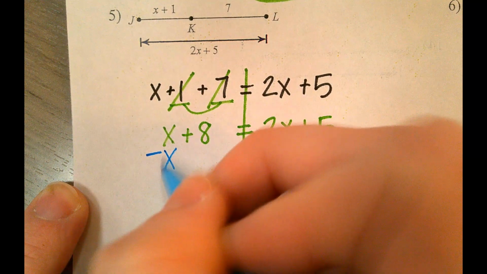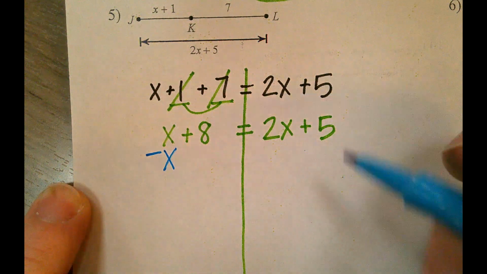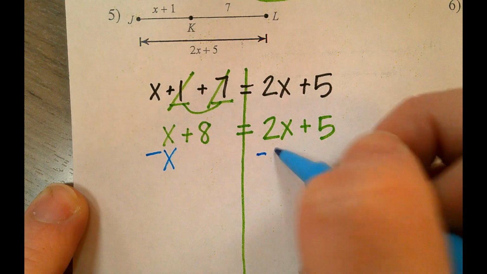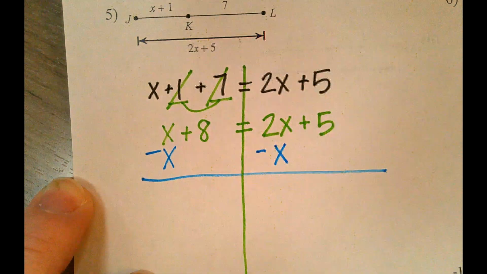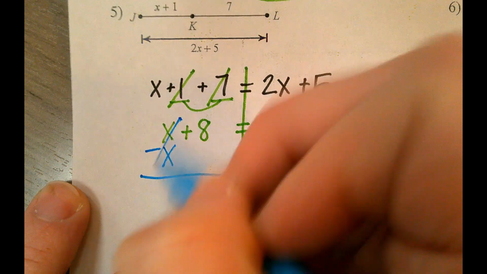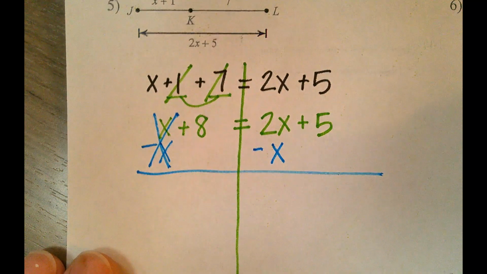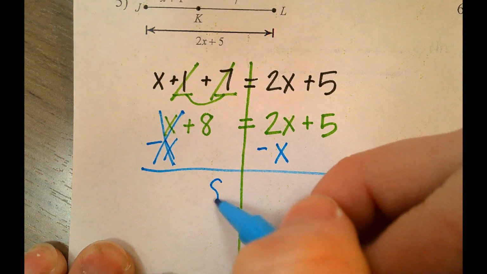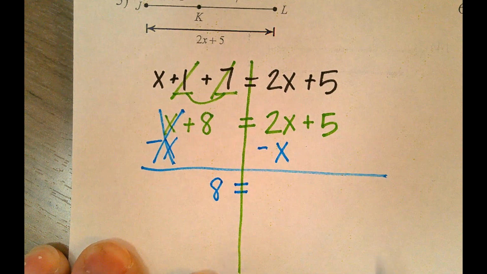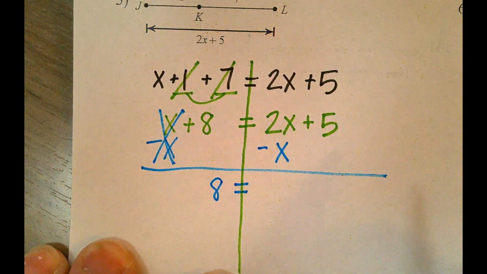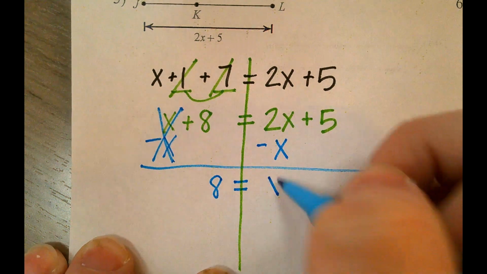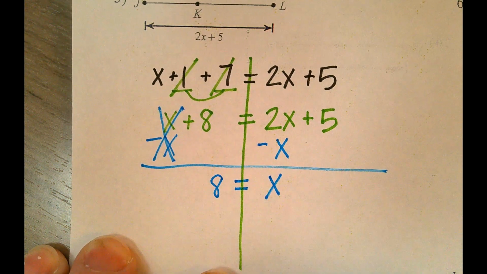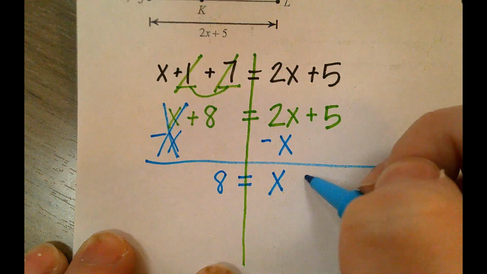Let's get rid of minus x. Where else do I subtract x? Yeah, from the 2x. Good. My x's cancel. They are gone. And I'm going to bring everything down. 8 equals, what is 2x minus x? X. It's just x, 1x, good. And what comes down? Plus 5.